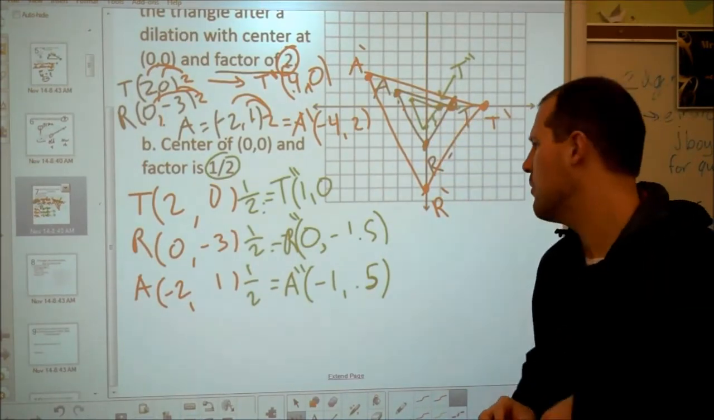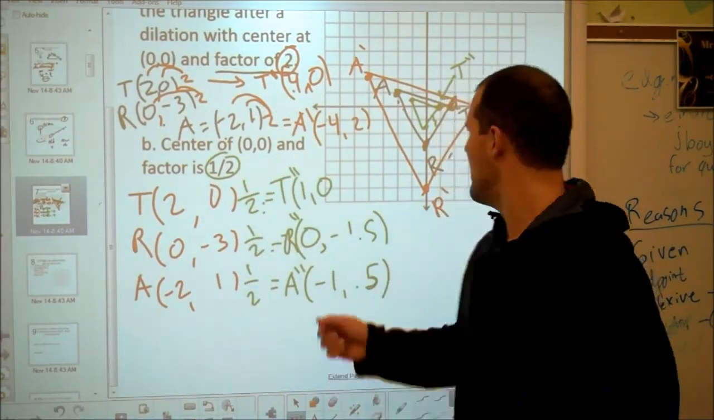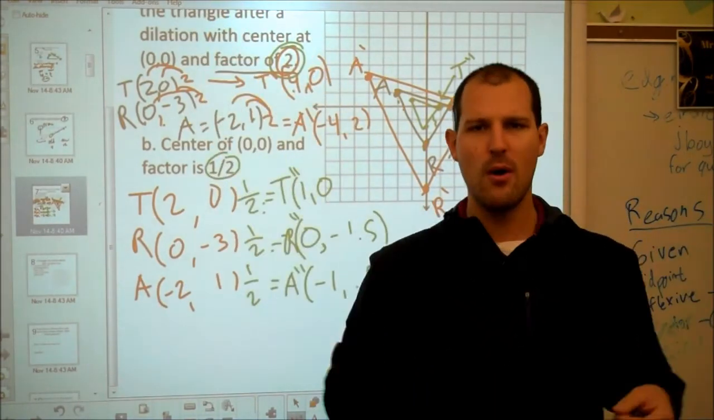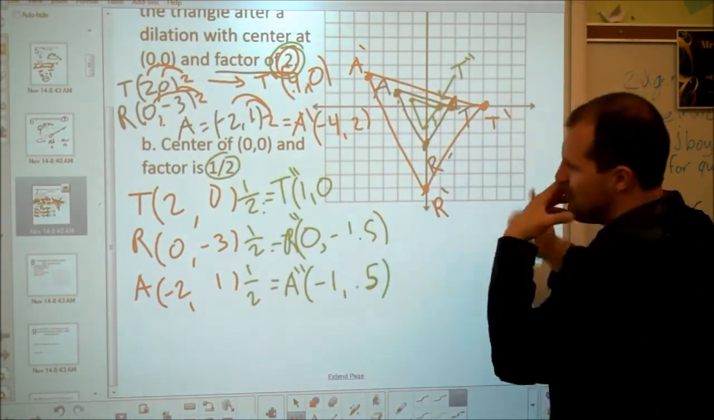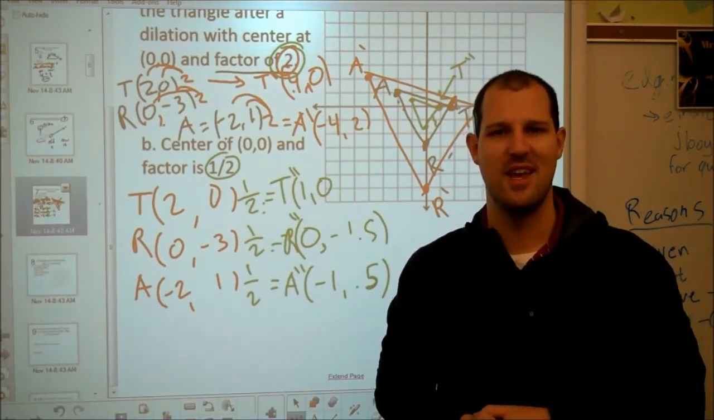One thing I want you to see: when this number is smaller than 1, the shape gets smaller. 1/2 is smaller than 1, and we've got a smaller shape in there. When that number is bigger than 1, it grows, the shape gets bigger. So keep that in mind. That can be kind of a quick check in case we ever start to make a mistake on this.